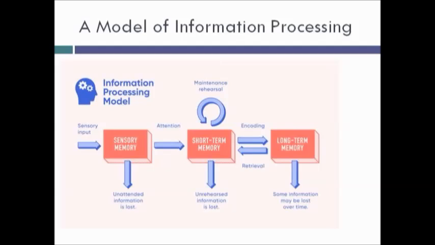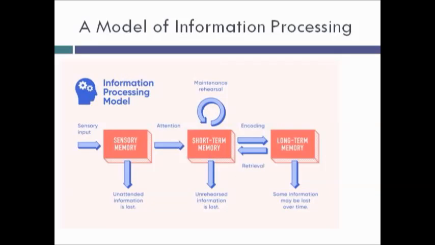Let us have a look at a model of information processing. In a computer, information is entered by means of input devices like a keyboard, a mouse, or a scanner. In the human mind, the input device is called the sensory memory or sensory register, which is composed of sensory organs like the eyes and ears, through which we receive information about our surroundings. As information is received by a computer, it is processed in the central processing unit, which is equivalent to the short-term memory or working memory.